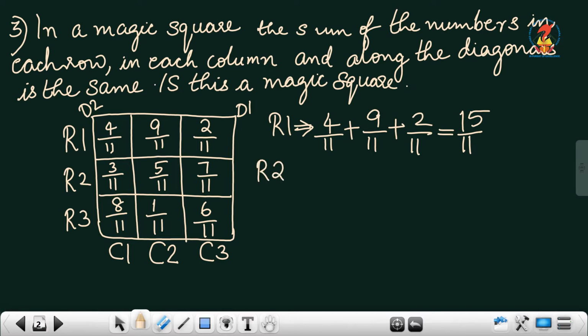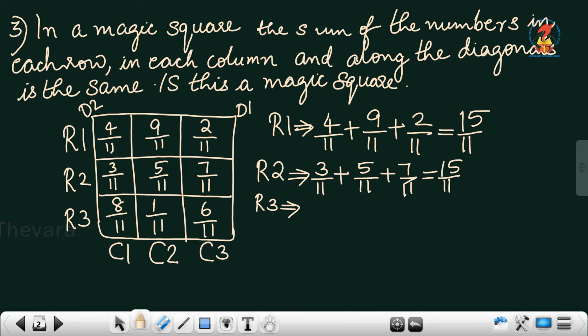Now you take R2, row 2. R2 means second row: 3 by 11 plus 5 by 11 plus 7 by 11. Okay, like fractions, so add only the numerators. 3 plus 5, 8, 8 plus 7, again you got the answer 15 by 11. Now you take the third row, R3. Which fractions are there in R3? 8 by 11 plus 1 by 11 plus 6 by 11. 8 plus 1, 9, 9 plus 6, again you got the answer 15 by 11.